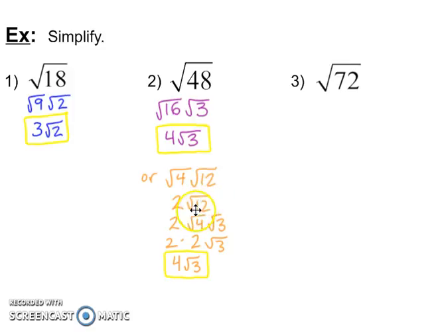However, we then have to make sure that there's no perfect square factors within 12. 12 still has a factor of 4. So you can see in the next step of my work, I rewrote root 12 as root 4 times root 3. I then simplified root 4 because that's really 2. The square root of 4 is 2. And now I have 2 times root 3. 2 times 2 is 4. So my answer here is 4 root 3.